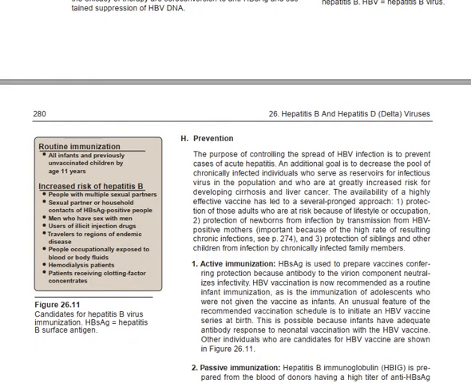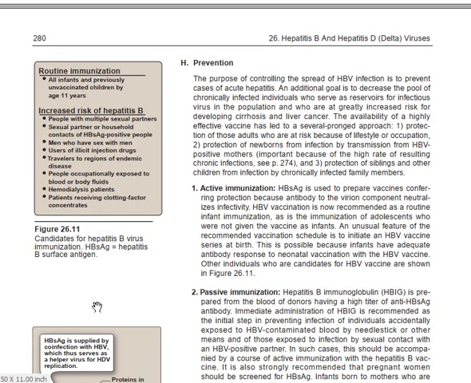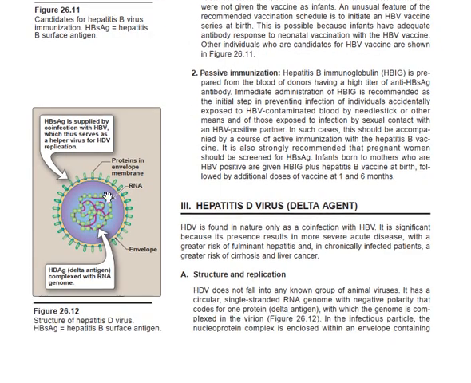Now, routine immunization. Generally, you need to know that patients are immunized from childhood. Is it clear? All infants, and all previously unvaccinated persons by age 11, you have to immunize them. Increased rates of hepatitis B occur in patients with multiple sexual partners, household contacts of hepatitis B positive patients, men who have sex with men, and those using illicit drugs. All this increases the risk of hepatitis B infection.